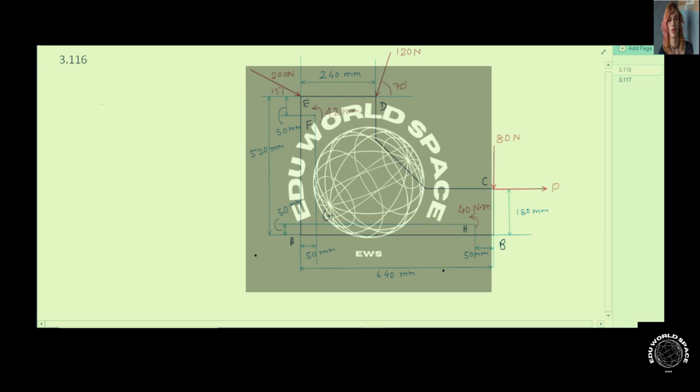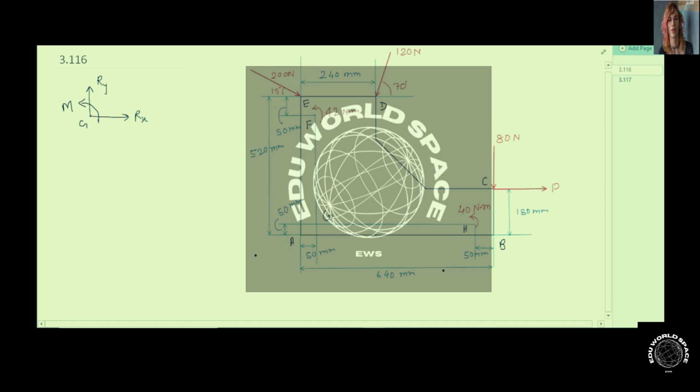So first, we will try to convert all these force and moment systems into an equivalent system at point G. At point G, I would like to find all the vertical components in terms of Ry, all the horizontal components in terms of Rx, and the moment acting at point G. So for the horizontal and vertical components of the reactions, first we will try to resolve all the forces that are acting on this body.